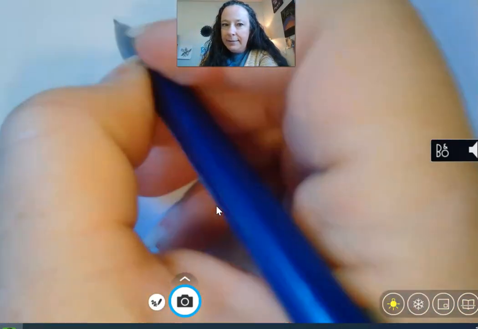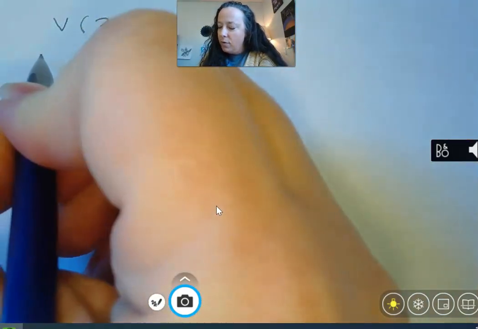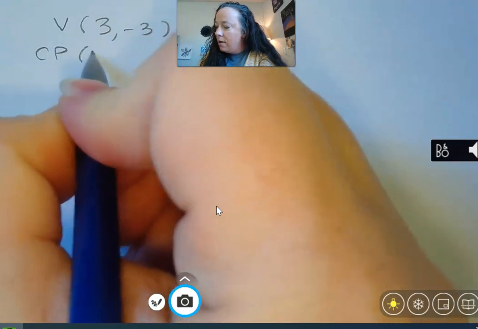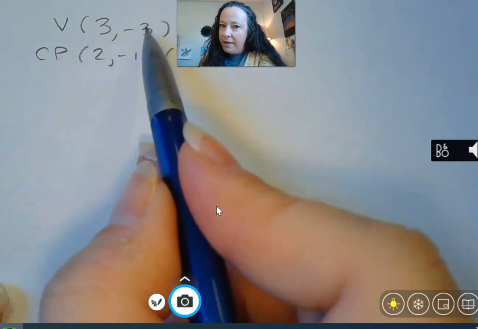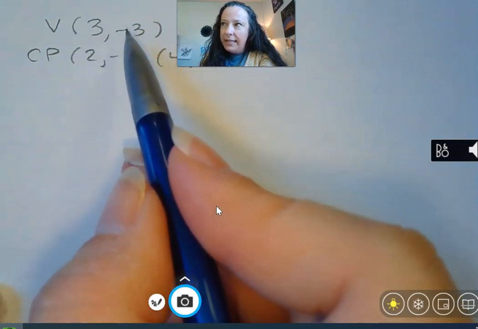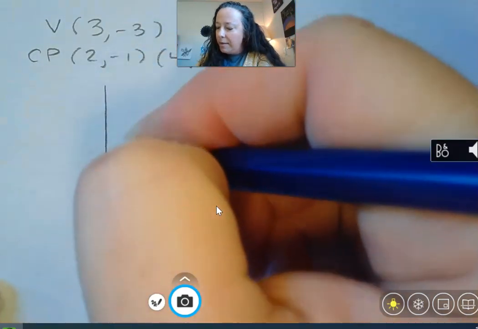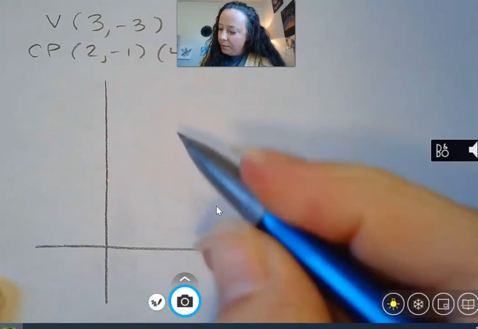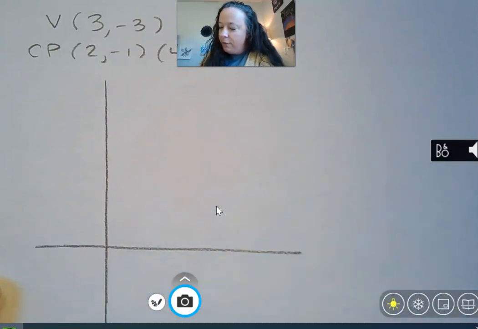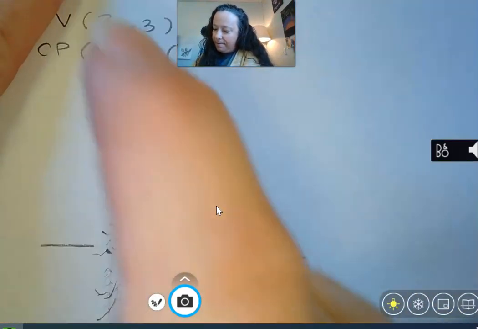All right, so I know that my vertex is at (3, -3). My corresponding points are (2, -1) and (4, -1). Let me think about it. My vertex is (3, -3). That's in the fourth quadrant, and these are also in the fourth quadrant. So when I say determine where you want the axes, I'm really looking at the fourth quadrant. I don't even need to go that high up.